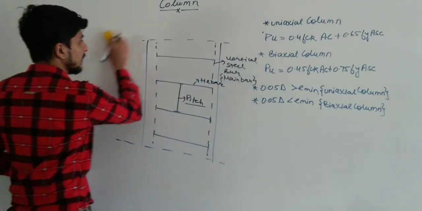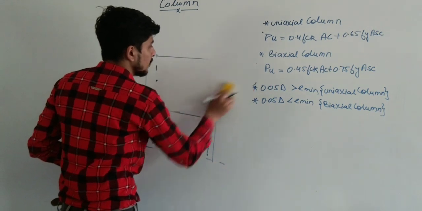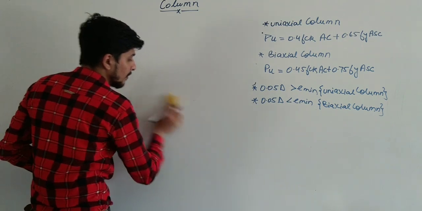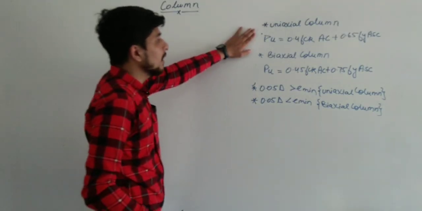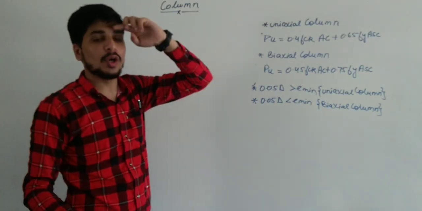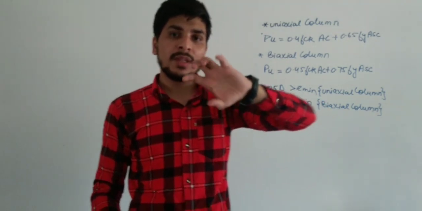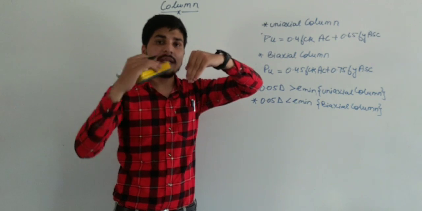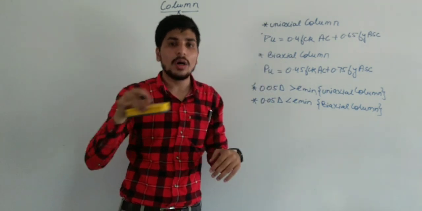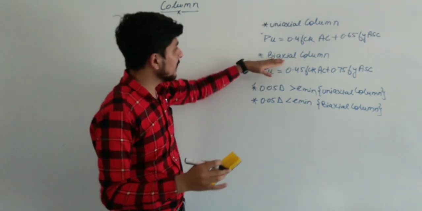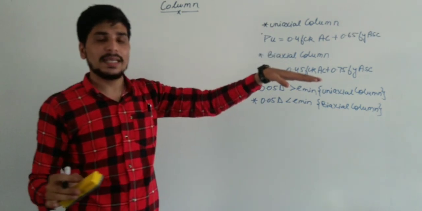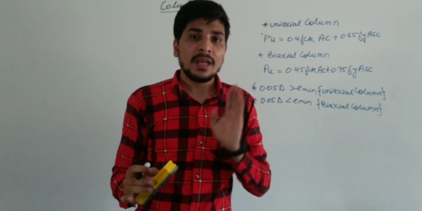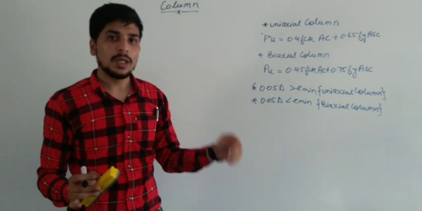Now the second thing is we will discuss two types of column. First is the axially loaded column, meaning the uniaxial column, and second is the biaxial column. In a uniaxial column, the load is equally distributed all over the column. And the second is the biaxial column. In a biaxial column, an eccentric load will act on that particular column.